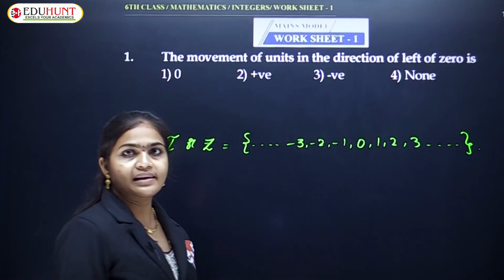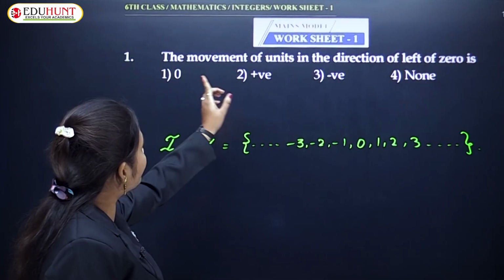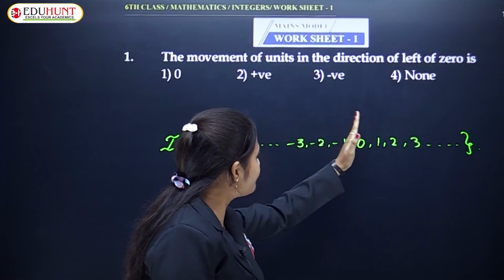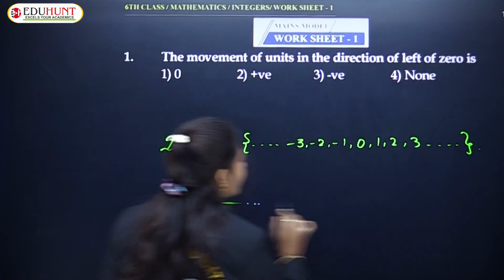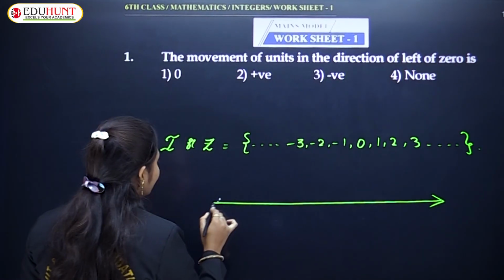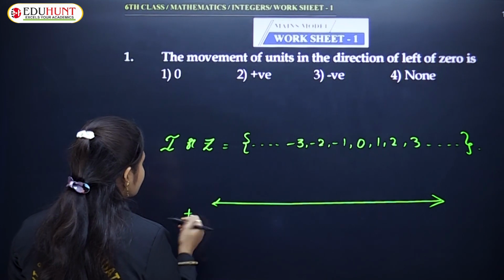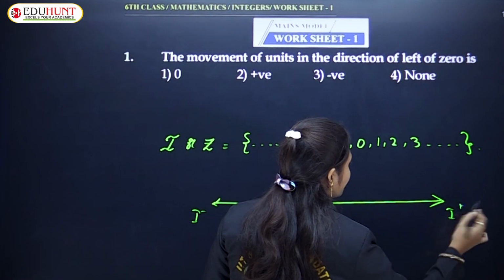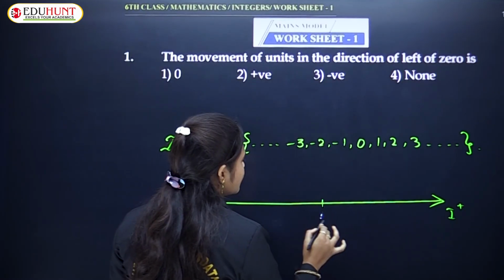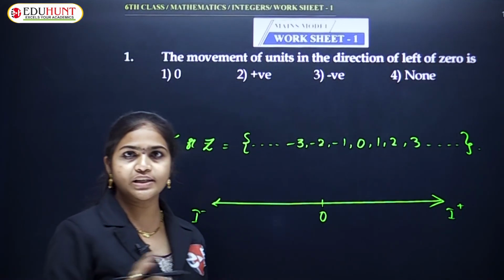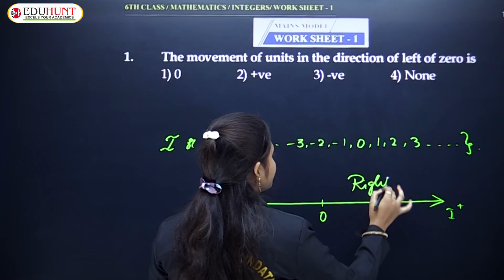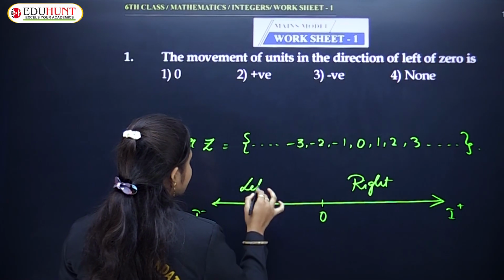Yes or no? Here, what they are asking is the movement of units in the direction of the left side of 0. Left side of 0 means, let us take the number line. This is the number line of integers, these are negative integers and this is positive integers, and here this is 0. 0 is neither positive nor negative. So this is the right side of 0 and this is the left side of 0.